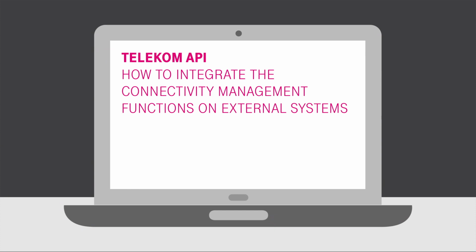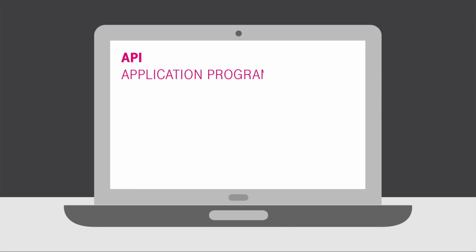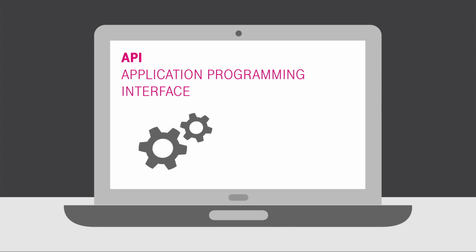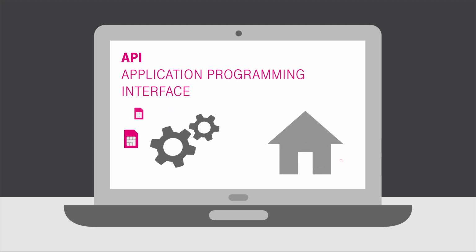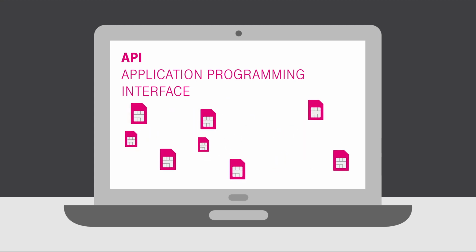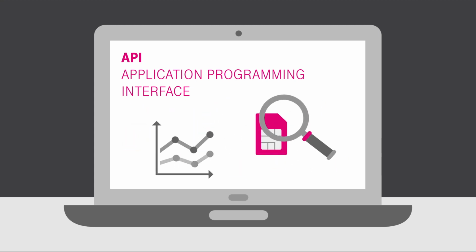Telekom offers an application programming interface, hereinafter referred to as API, which allows you to implement the most important functions of the customer portal into your own software environment, enabling you to manage, control and monitor your Business Smart Connect SIM cards from an external system.